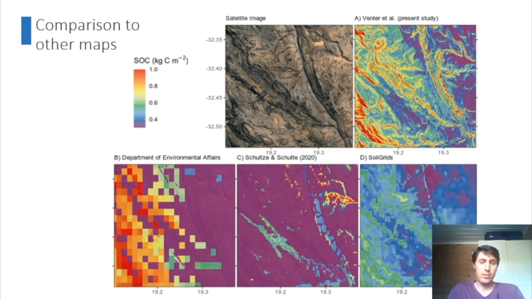And compared to maps by the Department of Environmental Affairs, Schultz and Schutter, and SoilGrids, you can see that they lose the landscape scale variation in soil organic carbon given their spatial resolution.